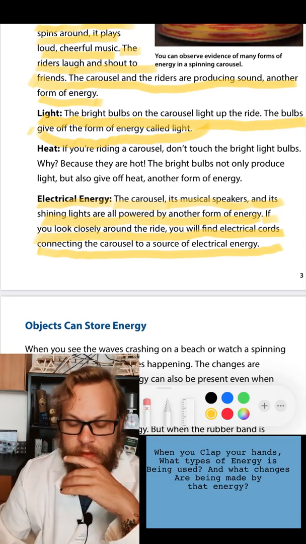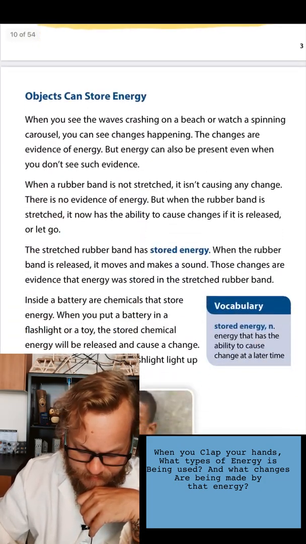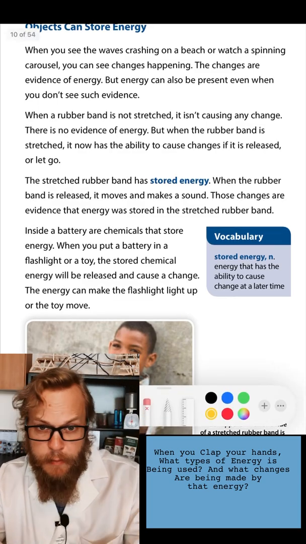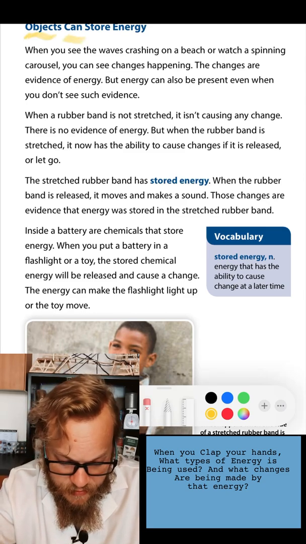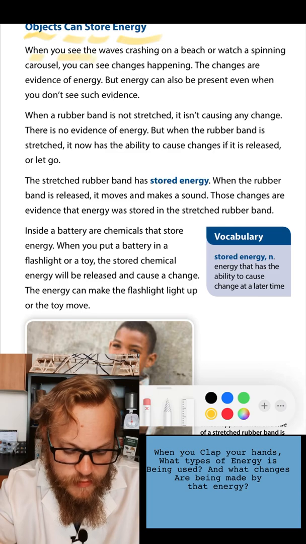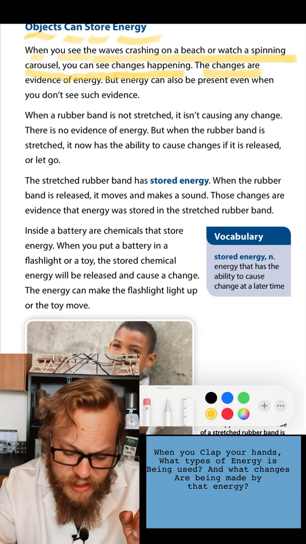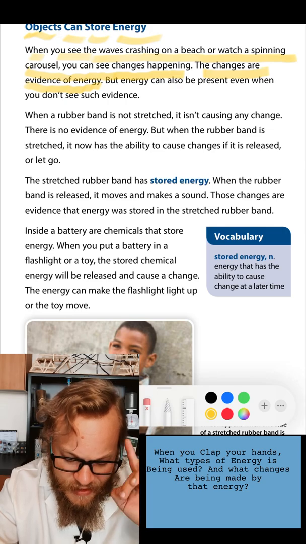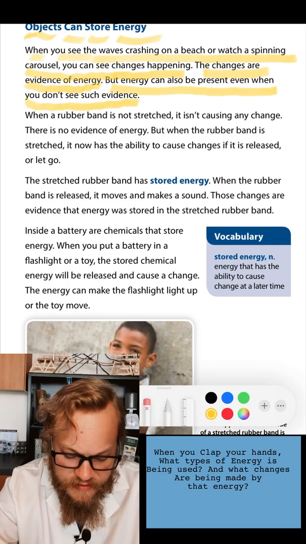Okay. Moving on now to page 4 of our reading. All right, page 4. Objects can store energy. When you see the waves crashing on a beach or watch a spinning carousel, you can see that changes are happening. The changes are evidence of energy. Evidence. But energy can also be present even when you don't see such evidence.